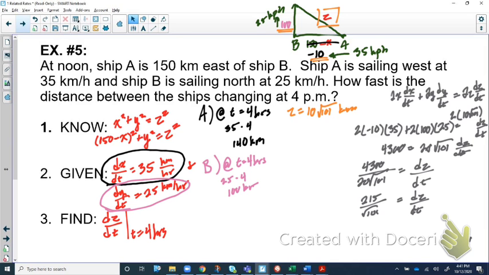And when I rationalize that, since we are simplifying here, I would say that would be 215 radical 101 over 101. And 215 and 101 don't simplify. And so that would be kilometers per hour to be equal to dz, the rate of change of the distance of the ships in respect to time.